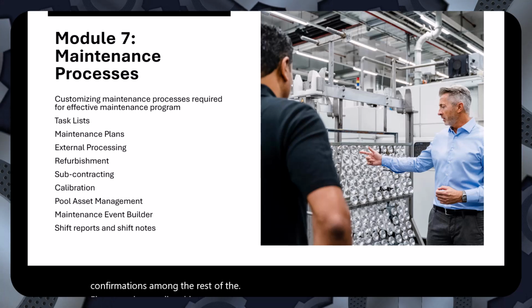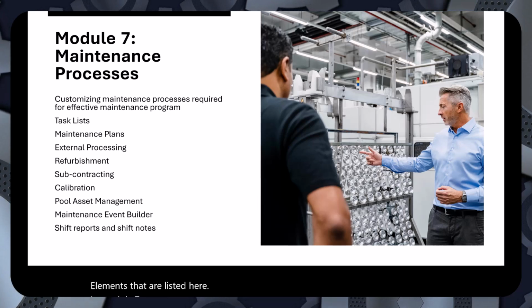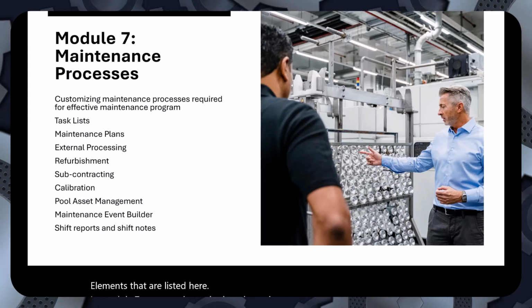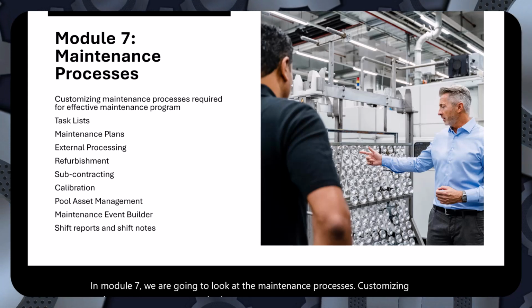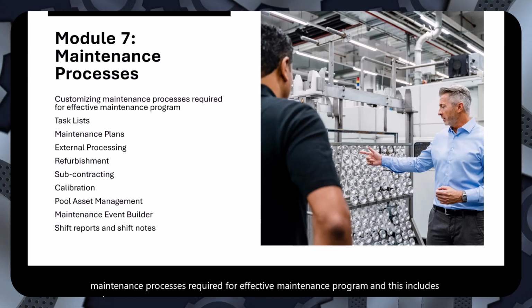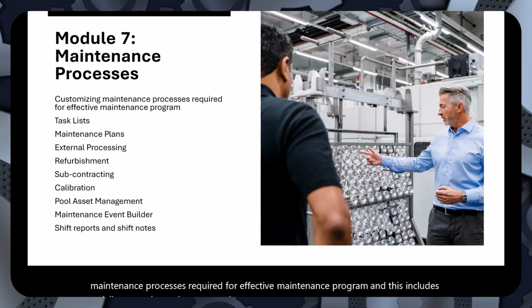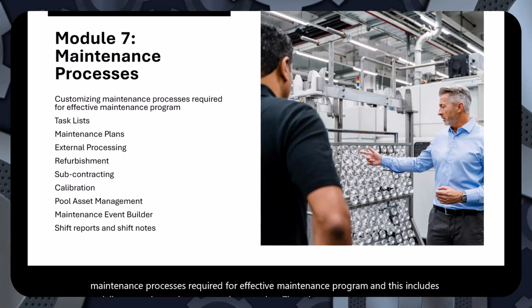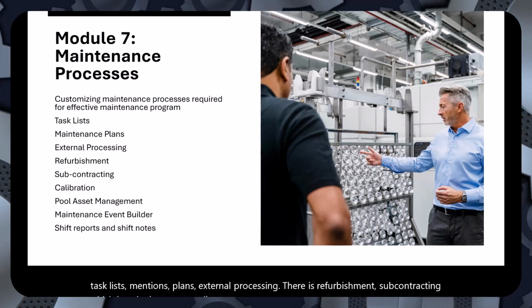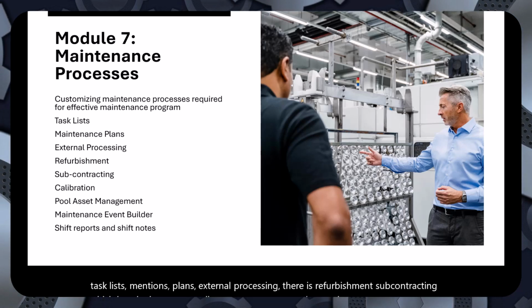In Module 7, we are going to look at the maintenance processes. Customizing maintenance processes required for an effective maintenance program. And this includes task lists, maintenance plans, external processing. There is refurbishment, subcontracting, which is quite important, pool asset management, and we'll also look at shift reports and shift notes.